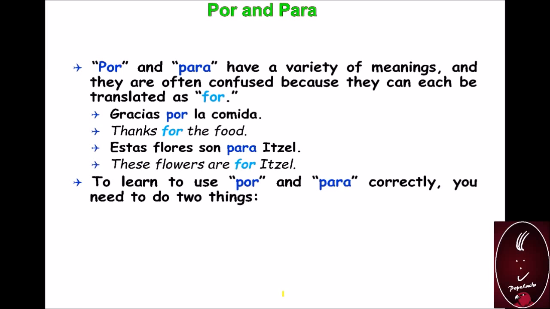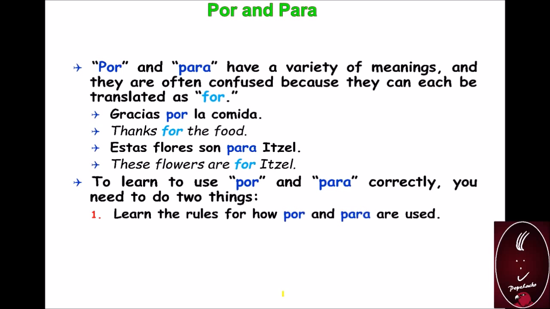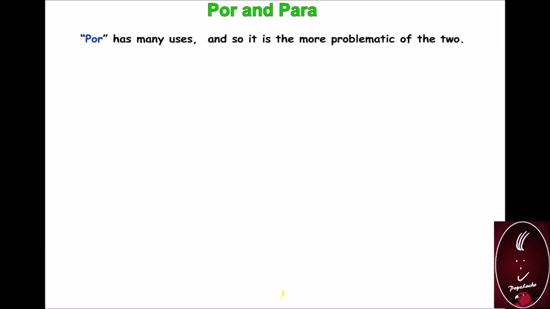To learn to use por and para correctly, you need to do two things. First, learn the rules for how por and para are used. And second, memorize model sentences. Let's start with por. Por has more uses than para, and so it is more problematic of the two.